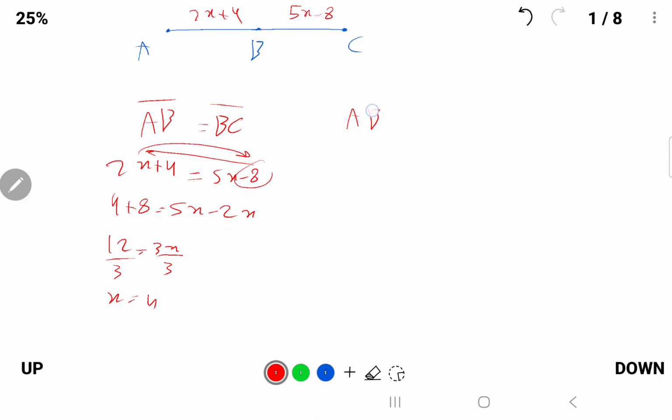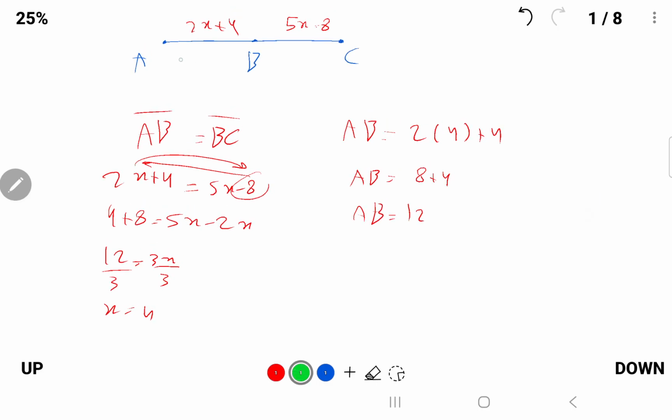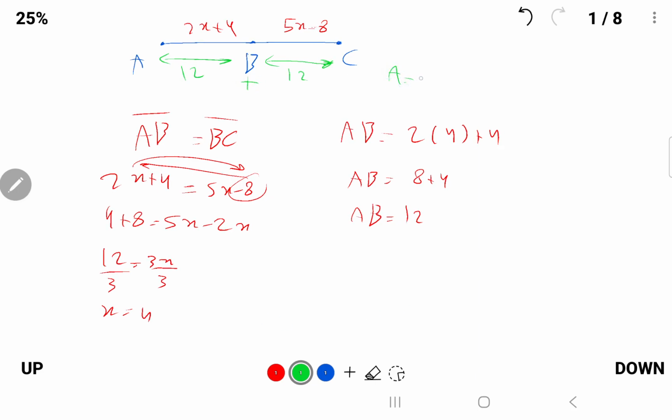Now AB is equal to 2 times 4 plus 4. AB is equal to 8 plus 4, which is 12. So if AB is equal to 12, that means BC is equal to 12 also. And if we want to find AC, all we need to do is add 12 plus 12. So AC is equal to 24. So this is the final answer.